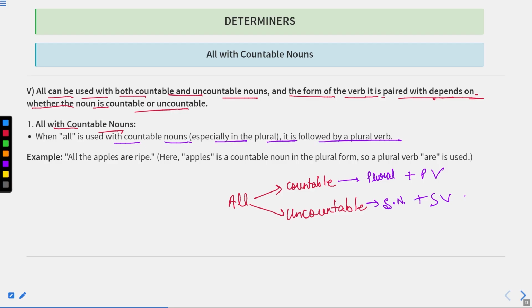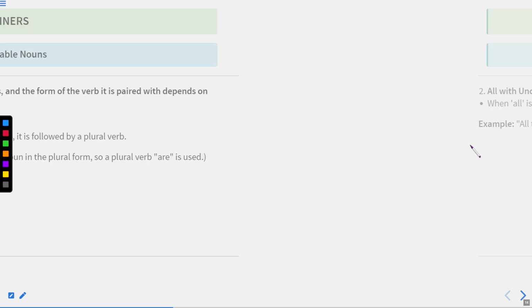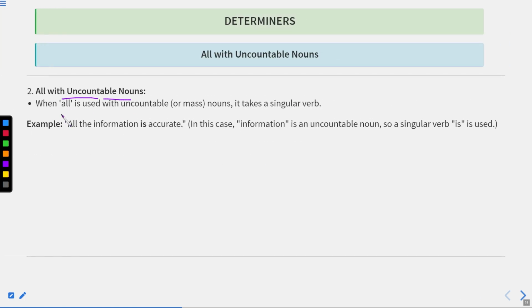It is followed by a plural verb. All the apples are ripe. Here, apples is a countable noun in the plural form, so the plural verb are is used. All with uncountable nouns: when all is used with uncountable or mass nouns, it takes a singular verb. All the information is accurate. In this case, information is an uncountable noun, so a singular verb is used.